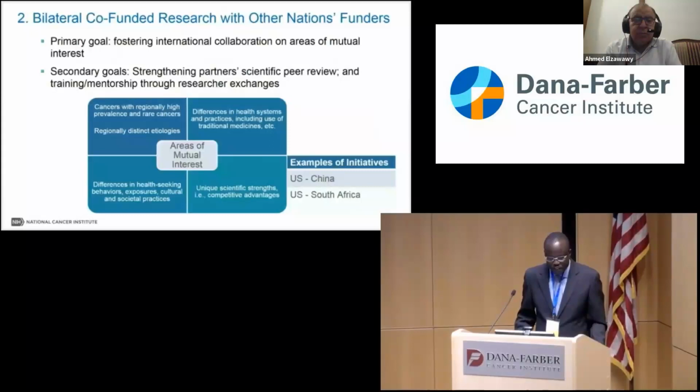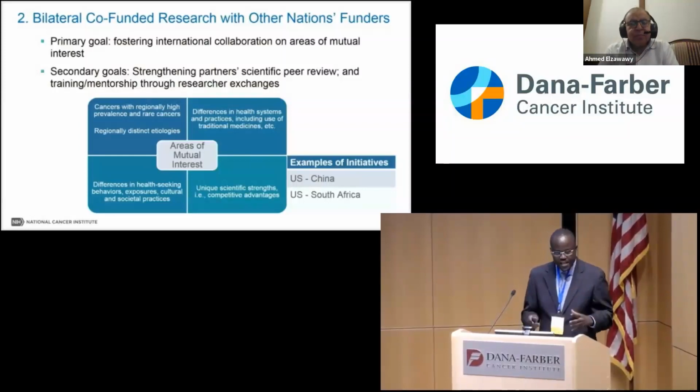The other example I wanted to give here is bilateral co-funded research programs, where NCI goes into partnership with other nations or other institutions in other nations. I'll give an example here, for example, US and China, where NCI partnered with China, or US and South Africa, where NCI partnered with South Africa towards doing cancer research. Again, the key here was the area of mutual interest.